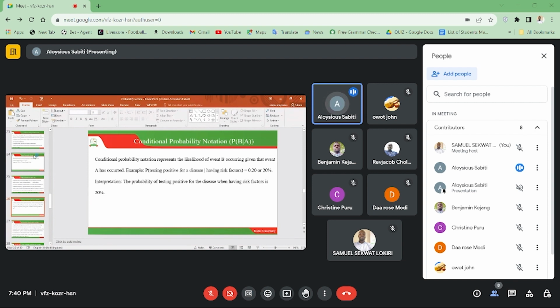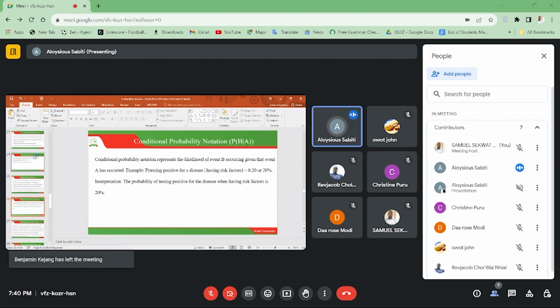for example, the probability of testing positive for a disease when having a particular risk factor is equal to 0.20 or 20%. Therefore, the interpretation would mean that the probability of testing positive for the disease when having a risk factor is 20%.